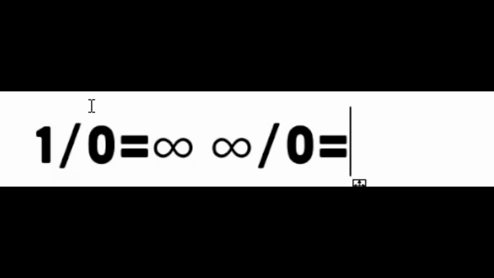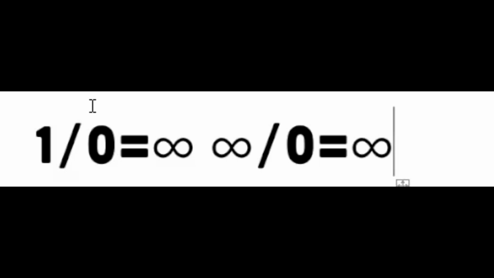Let's talk about dividing by 0 for a minute. Anything over 0 is infinity. 1 over 0? I meant infinity. Infinity over 0? Infinity. Anything over 0 is infinity.